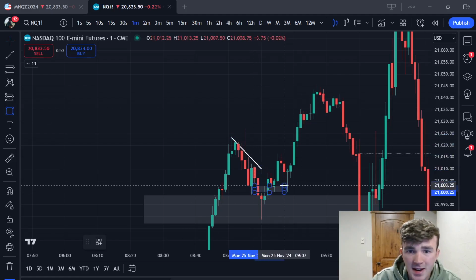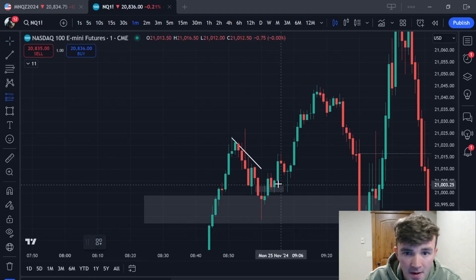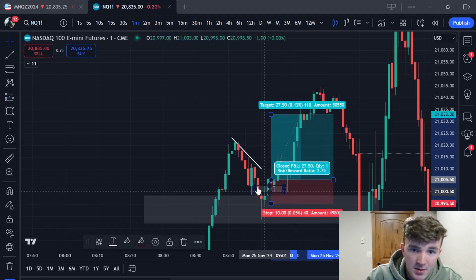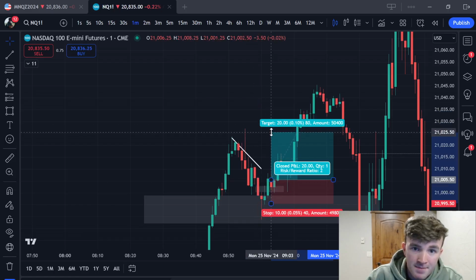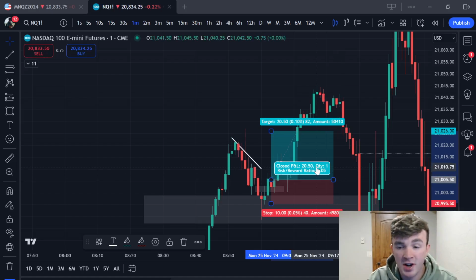And this one did end up working. This would have been a nice one. Stop loss if we close back below this old bearish fair value gap. This would have been a good trade. This would have been like a 2-to-1. So if you took that, nice job.